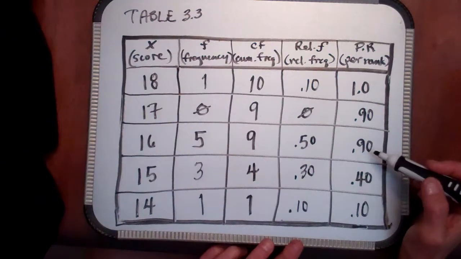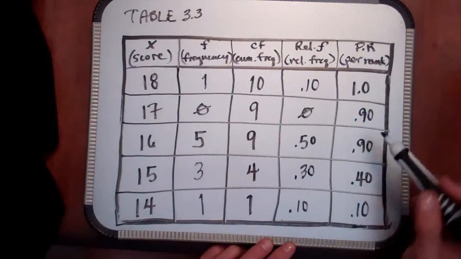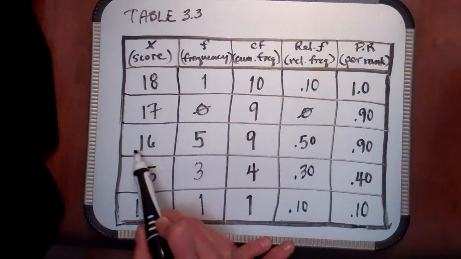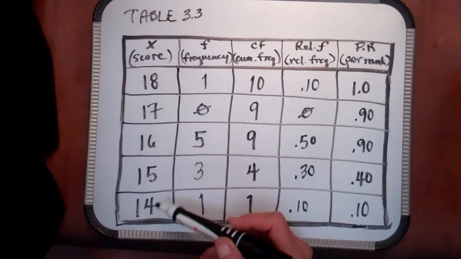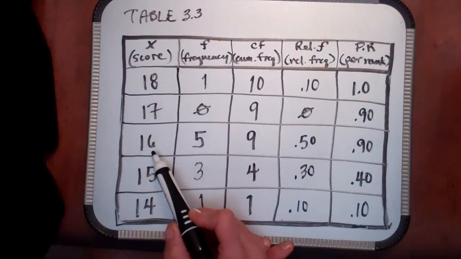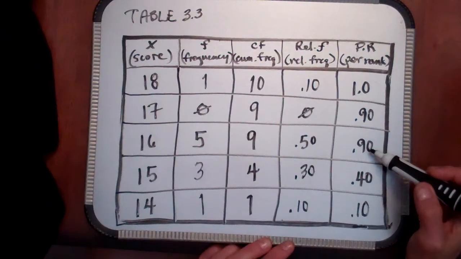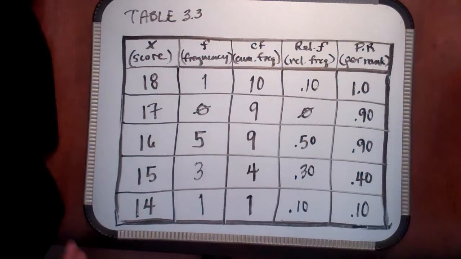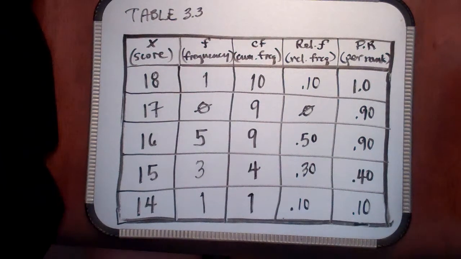And what is this telling you? It's telling you that by the age, when we're talking about the range of ages observed, 90% of the cases were accounted for by ages 16 or lower. All right? All right, that's a completed frequency distribution table.